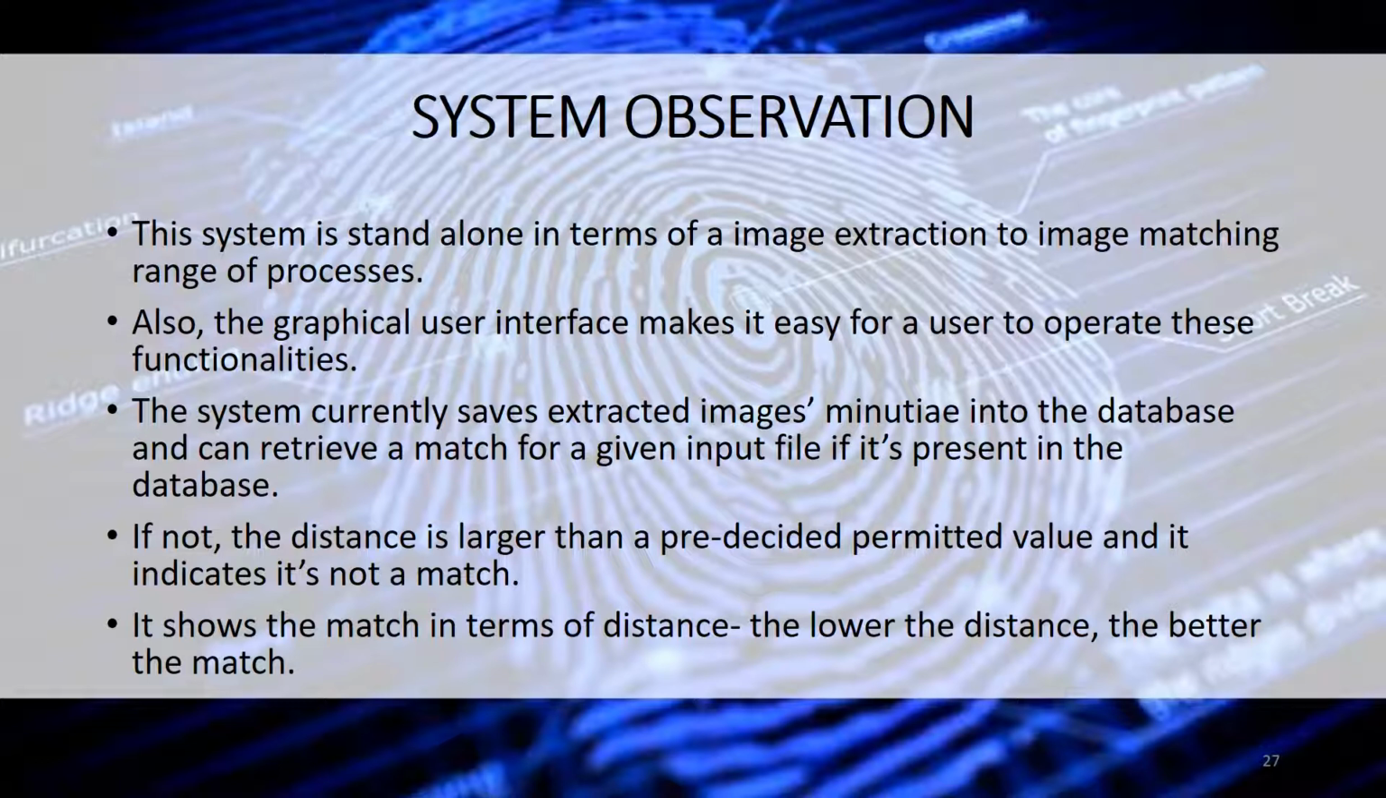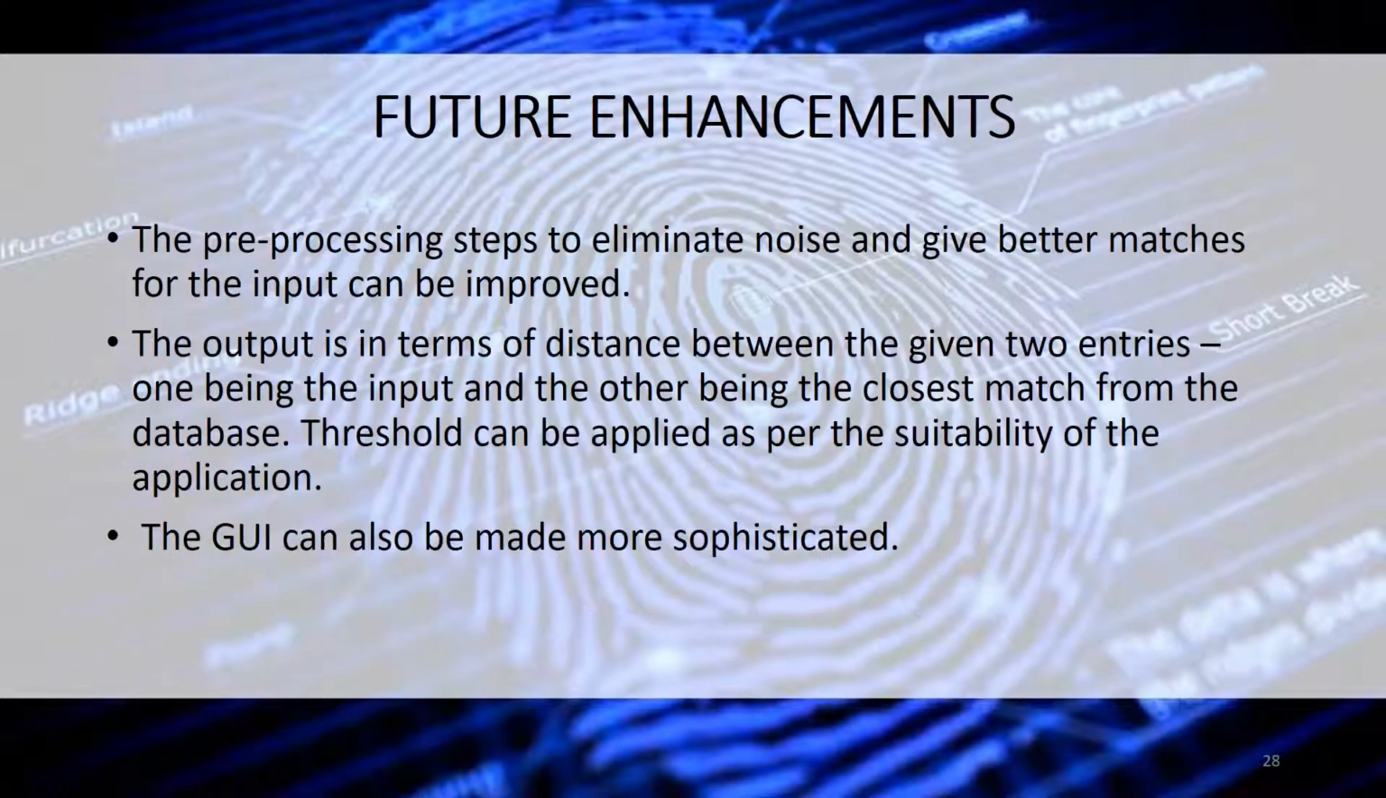The overall system observation. This system is standalone in terms of an image extraction to image matching range of processes. Also, the graphical user interface makes it easy for a user to operate these functionalities. The system currently saves the extracted image's minutiae into the database and can retrieve a match for a given input file if it's present in the database. If not, the distance is larger than a pre-decided permitted value and it indicates that it's not a match. It shows the match in terms of distance. The lower the distance, the better the match.